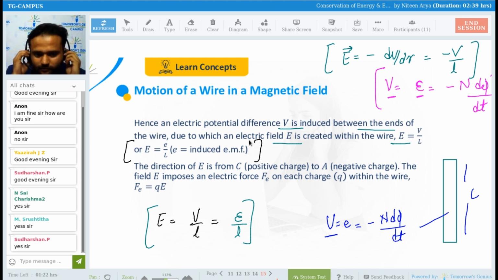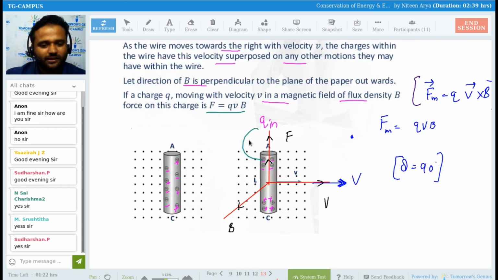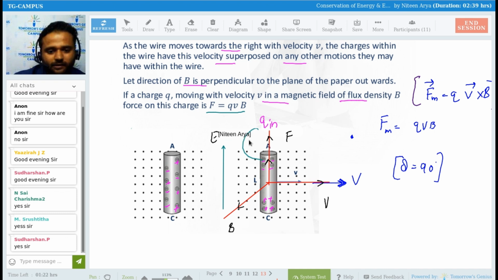Is this clear? So obviously when we have an electric field, the direction of E is from the positive charge, from C to A. So if it is positive and it is negative, the direction of your electric field is in this way. Wait, I will make it and then I will take a screenshot. This is the best thing.